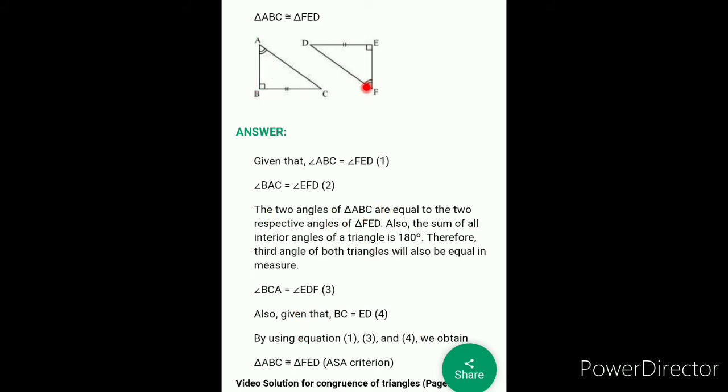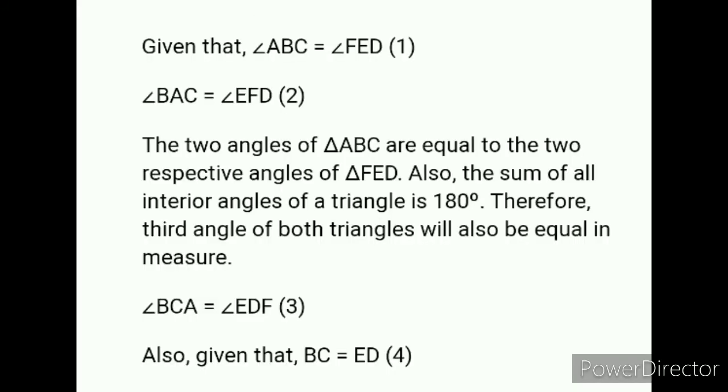Okay, so now I am marking C and D are equal. Got it? Now we can prove. Here the solution is that, given the first given conditions, we'll write angle ABC equal to angle FED. Next, they have given this angle measure, that is BAC equal to DFE or EFD. What they have given, I have written. Then these are all the explanation of what I did in the example.